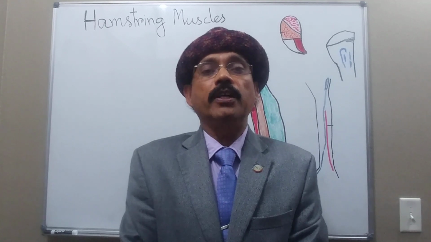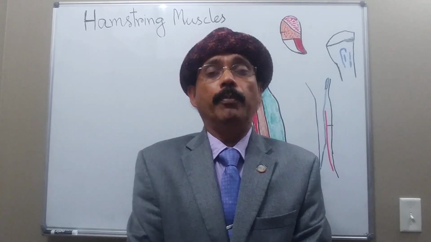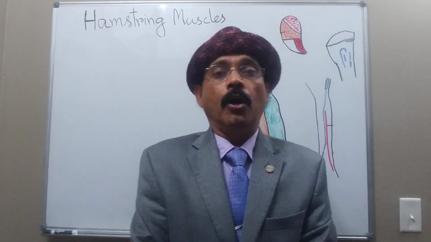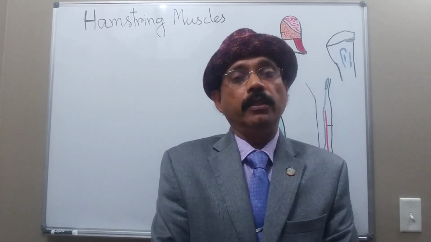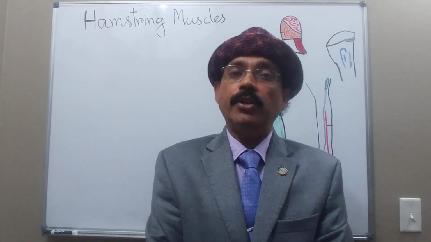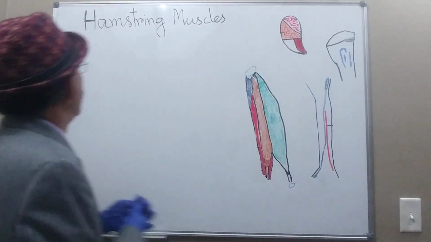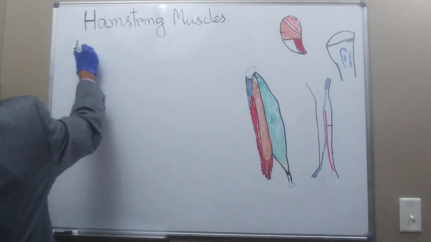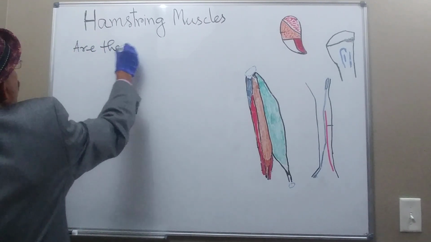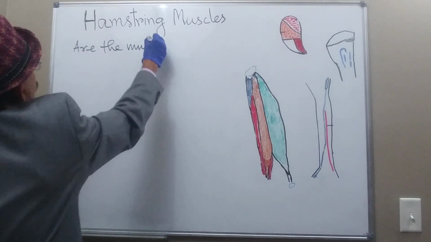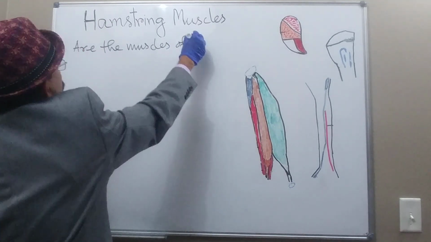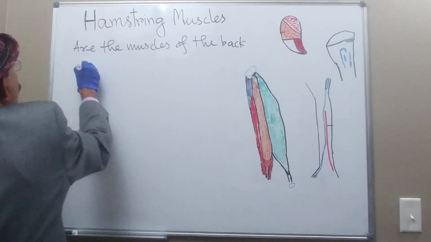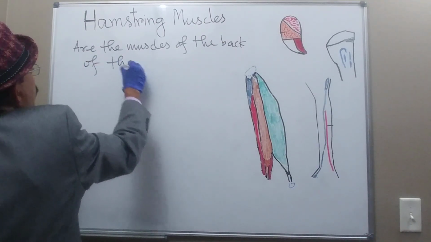Diwan S. Raja. Today I will discuss the anatomy of the muscles of the back of the thigh. These are also called hamstring muscles. Okay, hamstring muscles are the muscles of the back of the thigh.